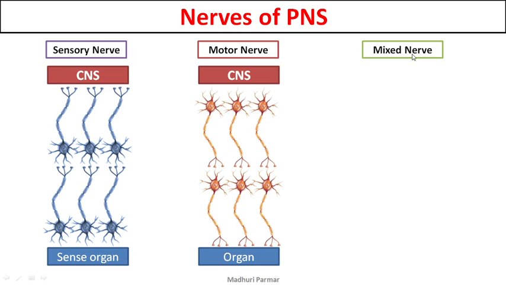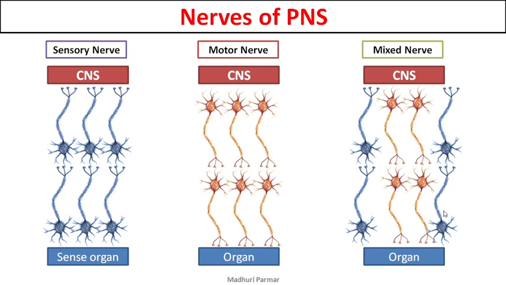Then some nerves can be mixed nerves. As you can see here, the mixed nerve has axons from both types of neurons. One is a sensory neuron, bringing the sensations and the impulses from the organ to your central nervous system, and the second type of neuron is going in the opposite direction. You can see it is bringing the message from the central nervous system to the organ. So these are the three types of nerves you find in the PNS, the peripheral nervous system.